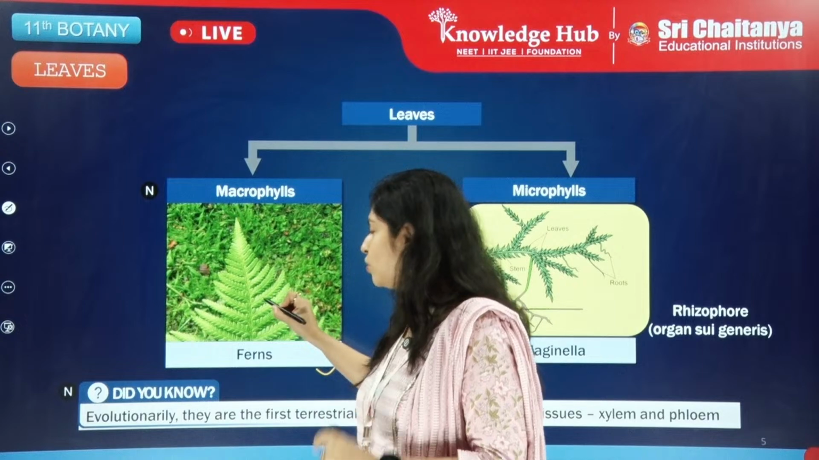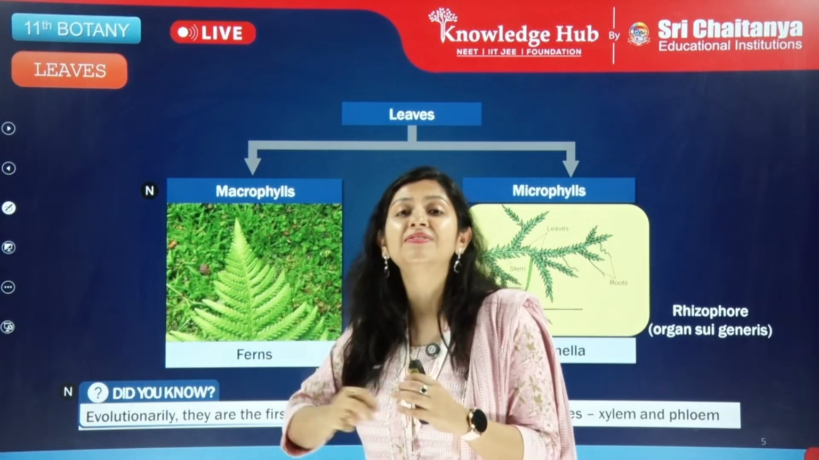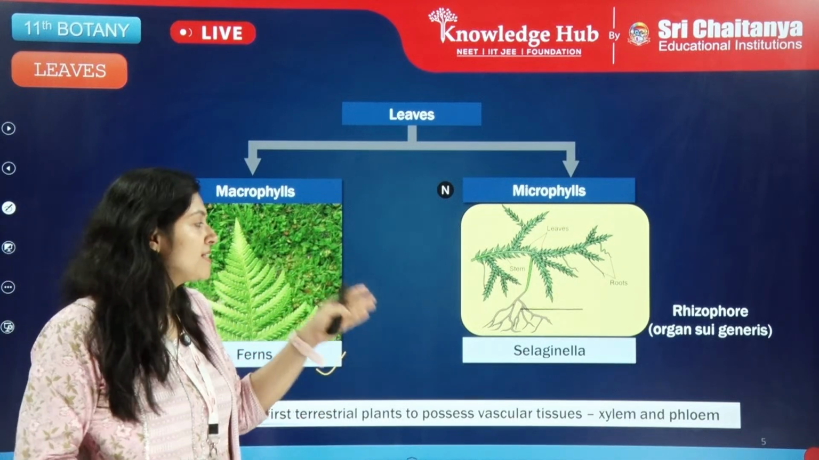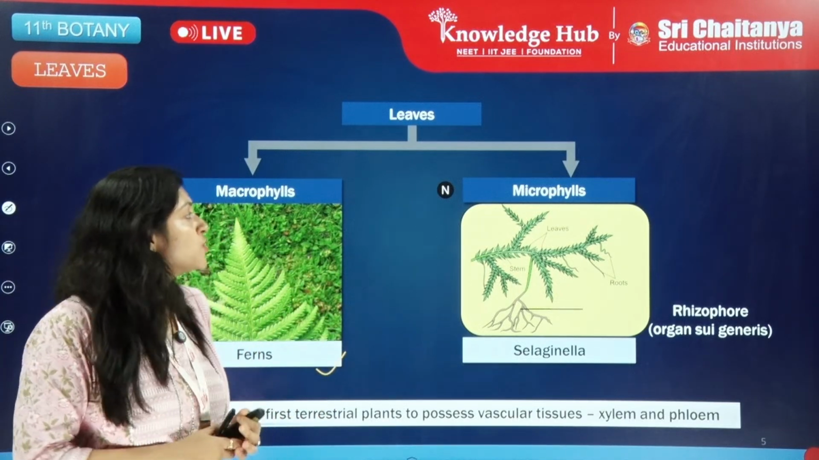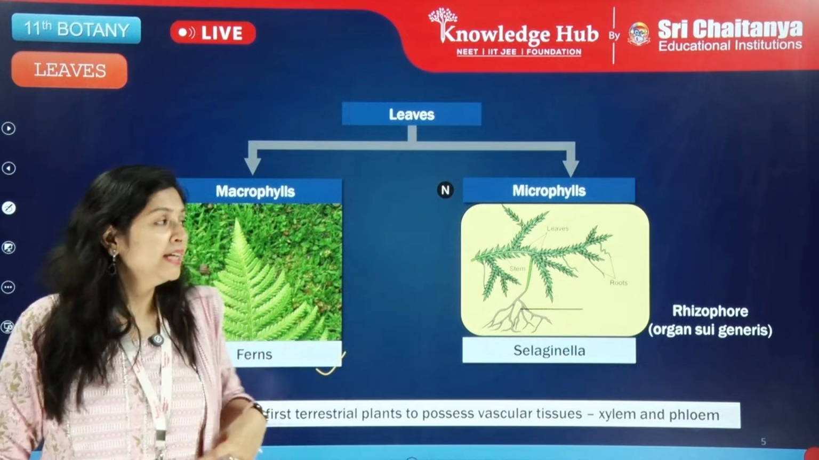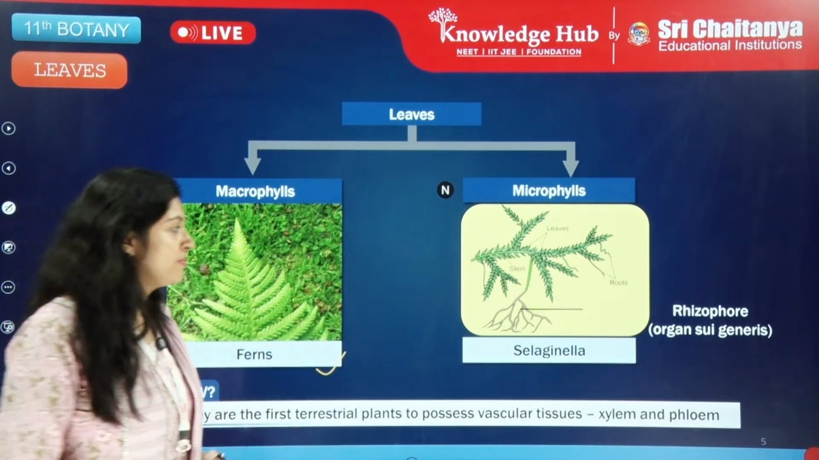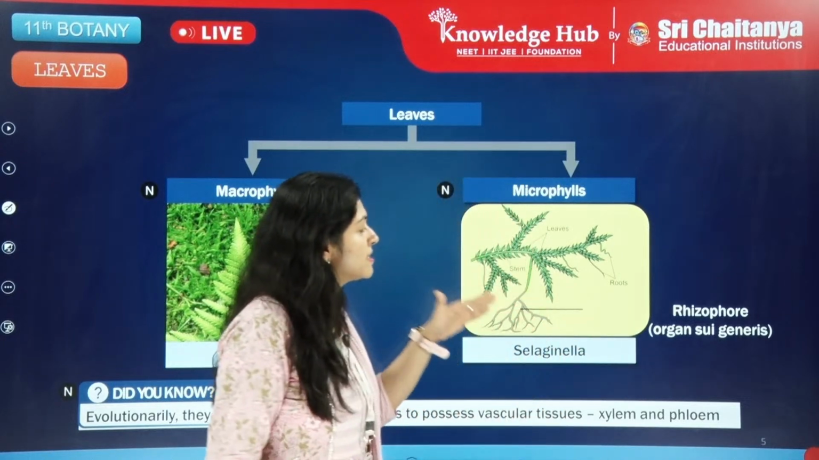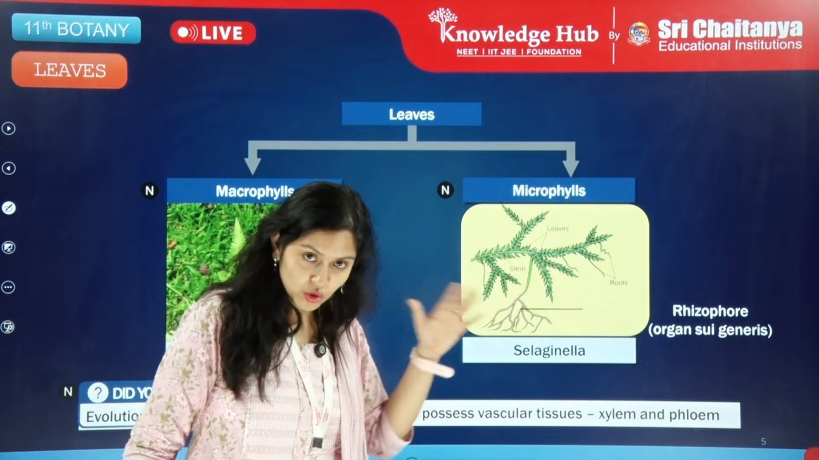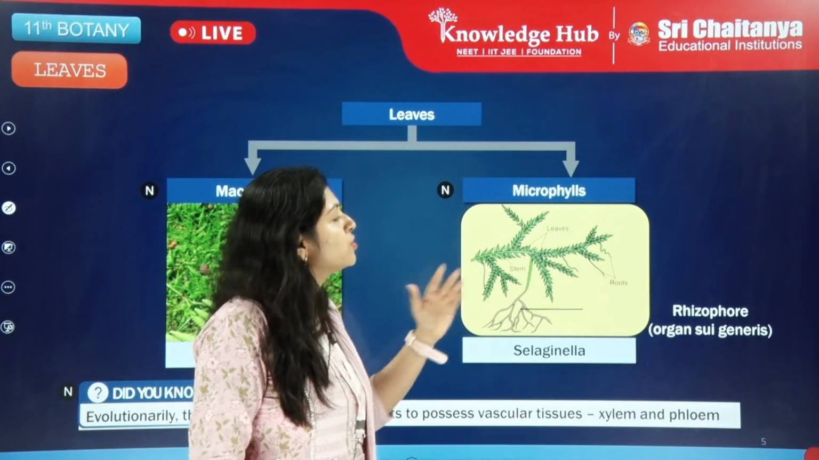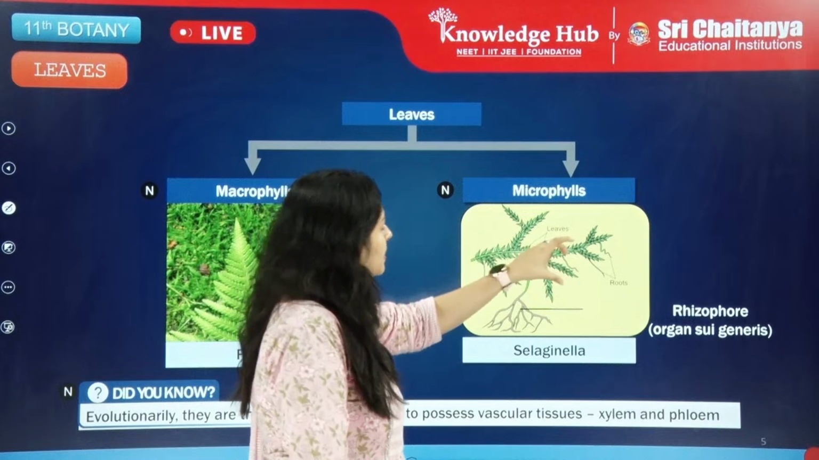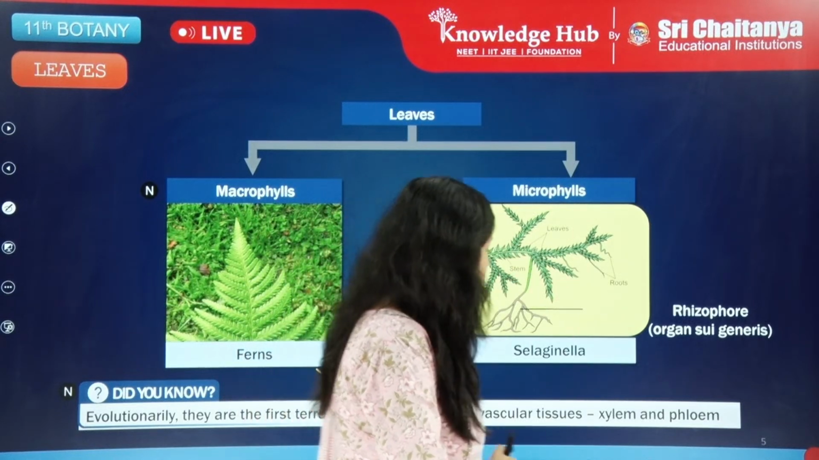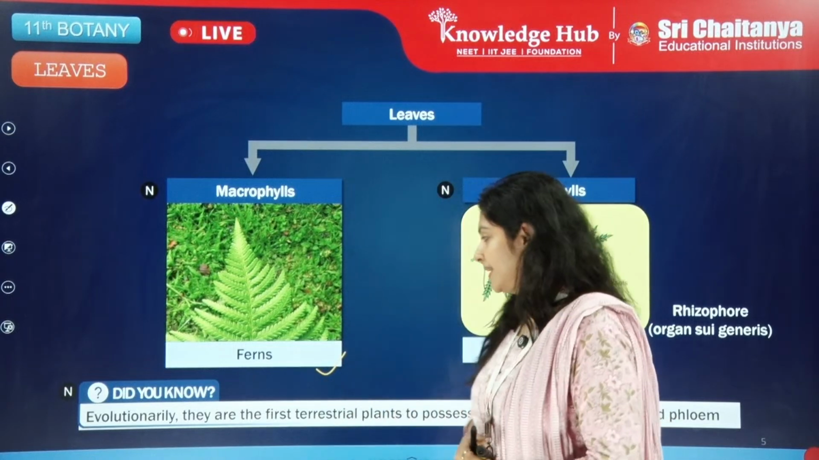That is called a macrophyll. You can see these leaves are comparatively larger. Okay, then this one is comparatively very small. So the leaves in a Selaginella are called microphylls, and the Selaginella stem, this is just going parallel to the ground. Okay, so this is also called a rhizophore. This particular plant type, Selaginella, which is going parallel to the ground, is a rhizophore type. Fine, did you get it?